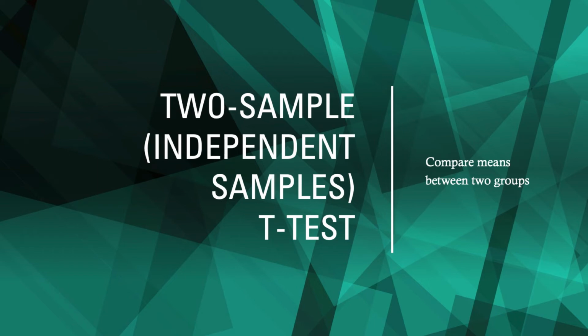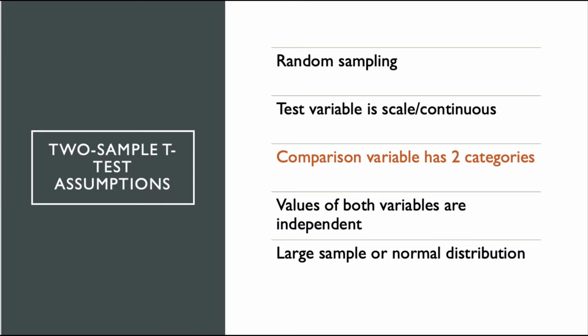A two-sample t-test, otherwise known as an independent samples t-test, compares the mean of a scale variable between two groups in your sample. The assumptions of a two-sample t-test are that the sample was recruited randomly, that the variable in the test is scale level of measurement, that the comparison variable, your categorical variable, has just two categories, that the values of both variables are independent, so if you're in one category, you can't be in the other, and that there is a large sample, so 30 or more participants, or the scale variable of test is normally distributed.